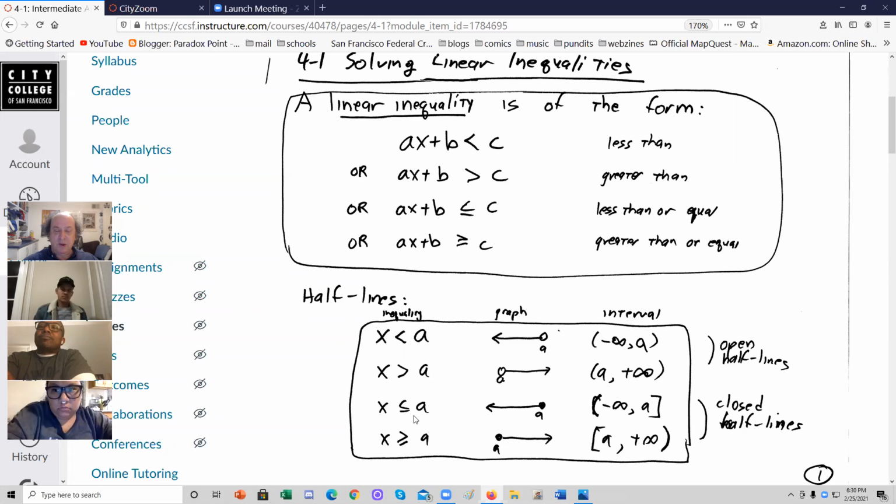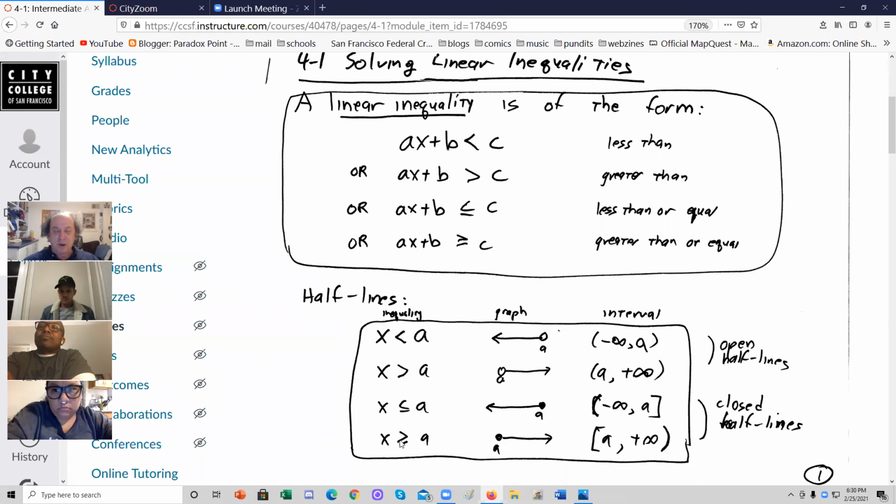x less than or equal to a includes everything to the left of a and a, which we denote by a filled in circle, like here. And the interval notation is round bracket negative infinity to square bracket a. Round bracket means we don't include a, square bracket means we do include a. And neither of these do we include in negative infinity because it's opposite to infinity. We don't consider that a number, really, a normal number.